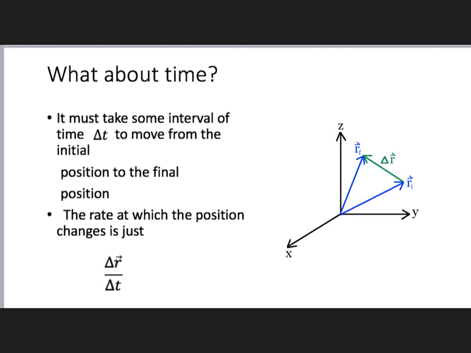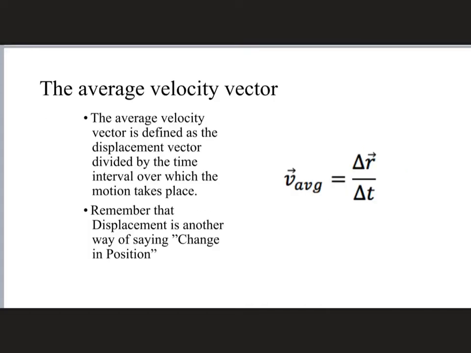And so we can talk about the rate of motion, or the rate at which position changes, and that is just going to be the displacement divided by the amount of time it takes to go through that displacement. So that's the rate at which the position is changing, and this is what we will call the average velocity.